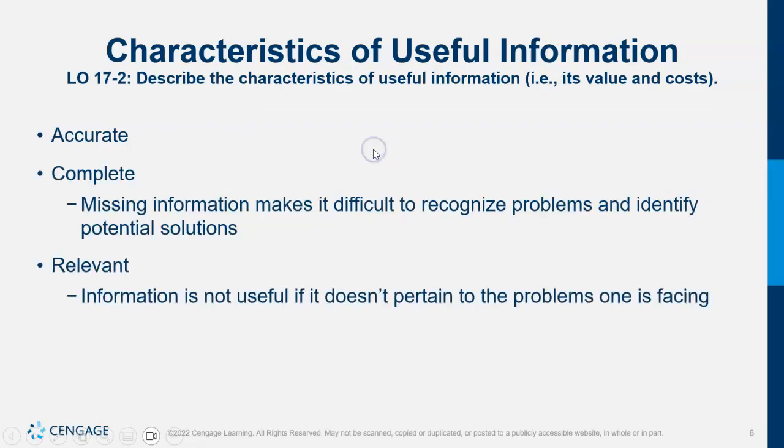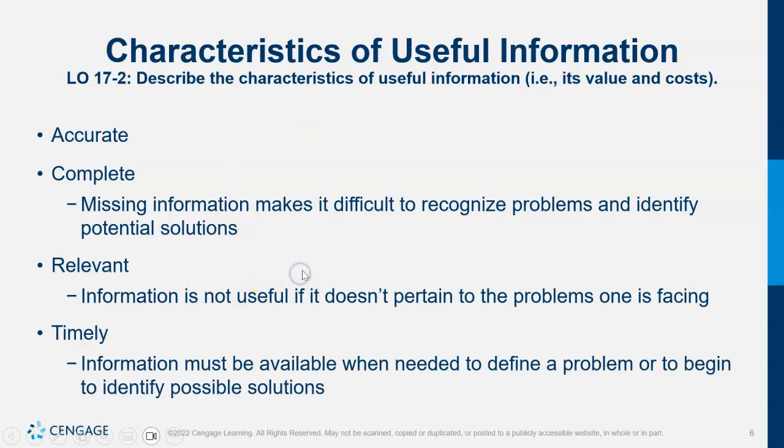So in order for information to be useful or good, it has to be accurate. It has to be complete. You have to make sure you have all the information. It has to be relevant to the problems that you're facing, and it needs to be timely. It needs to be available when we need it, and it needs to be timely in terms of its recency of data collection, which depends on the data you're collecting or using.